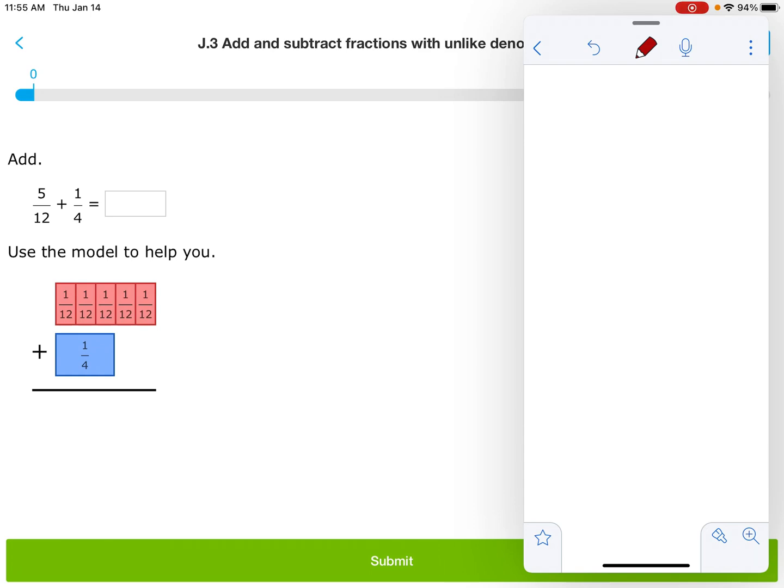This time we're still adding and subtracting fractions, but our denominators aren't the same right now. So if you remember going back to comparing and ordering fractions, we needed to have common denominators before we could compare and order them. Well, we need to do the exact same thing for adding and subtracting. Okay, we need common denominators. So we have 5/12 and we have 1/4.